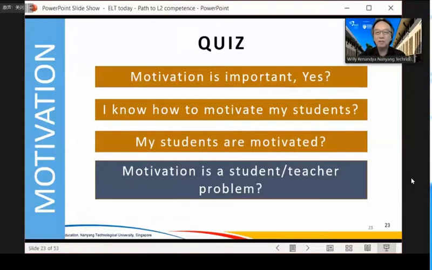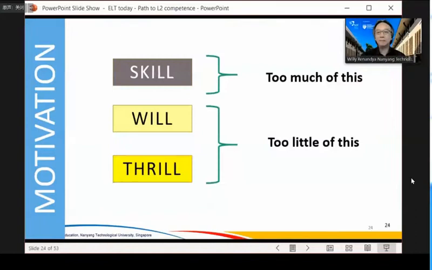The interesting thing is this. When you ask teachers whether motivation is a student problem or a teacher problem, they will say it's a student problem. But when you ask students, almost all of the students will say it's a teacher problem. My teacher is not very interesting. My teacher is, you know what I mean. So ladies and gentlemen, I think we need to reframe, we need to rethink our pedagogy.